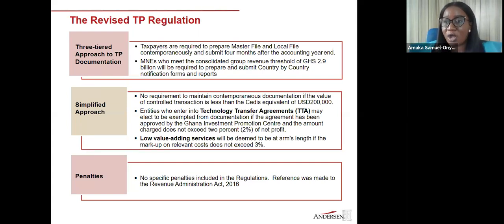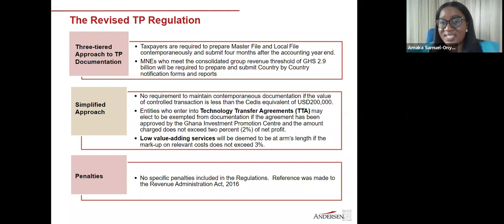So taxpayers who fall under this safe harbor may not be required to prepare contemporaneous documentation. So those taxpayers may not be required to prepare the master file and the local file on a year-to-year basis. So for example, it stated that if your total controlled transaction is less than the Ghana cedi equivalent of 200,000 USD, you are not required to prepare a master file or local file. You're not required to maintain documentation contemporaneously.